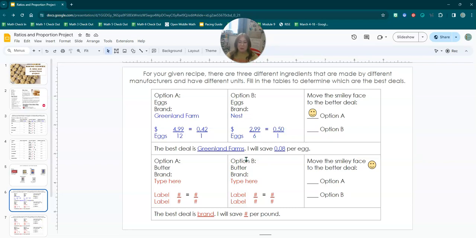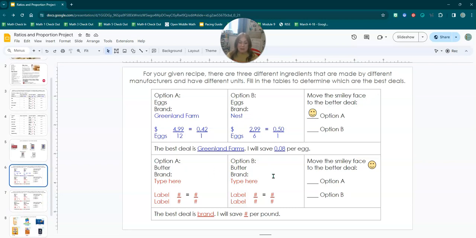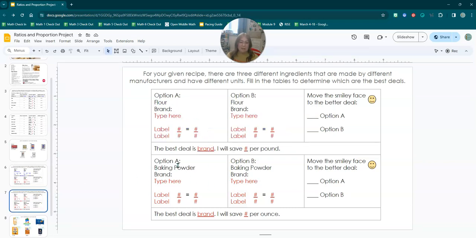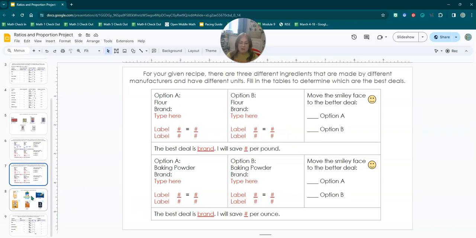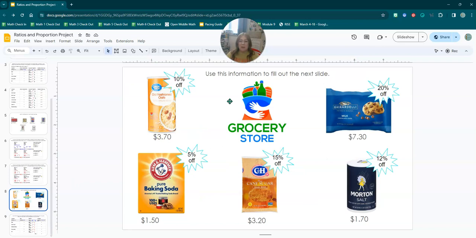If you need to, you can round to the nearest. So go to the thousands place and then round to the nearest hundredth. And then move the smiley face to the better option. So option A was a better deal. So you're going to find the better deal for butter, the better deal for the flour, the better deal for baking powder.